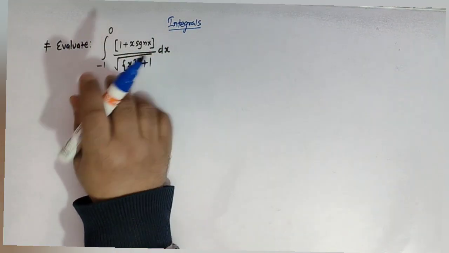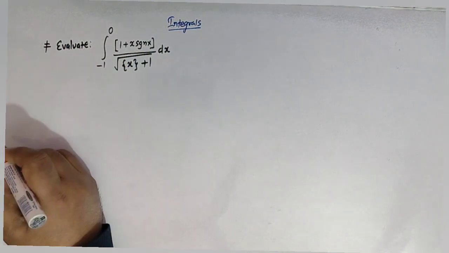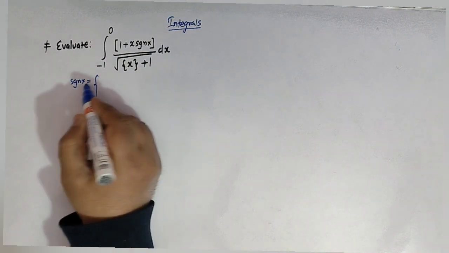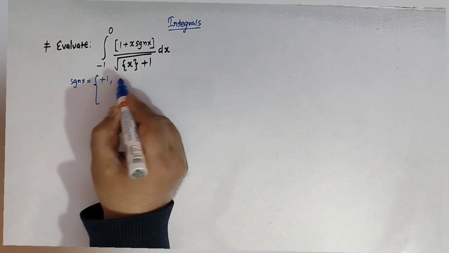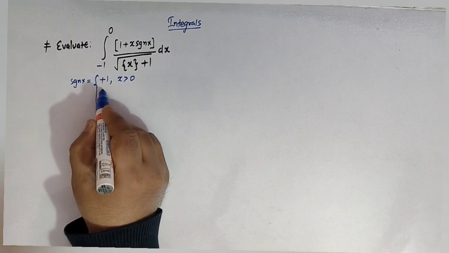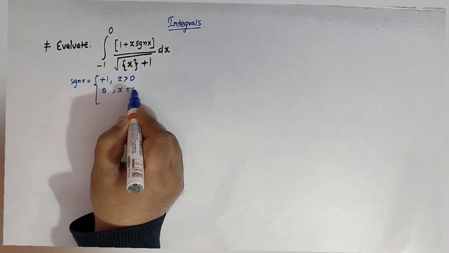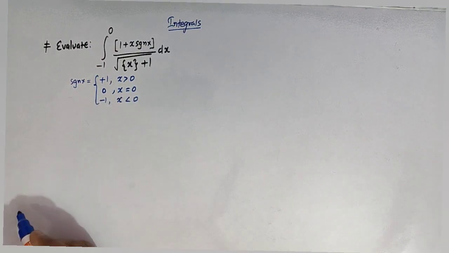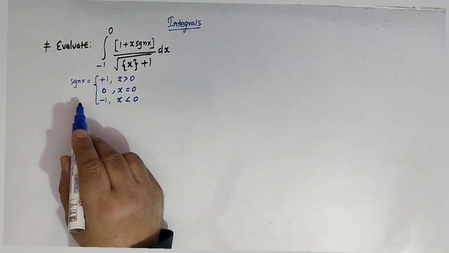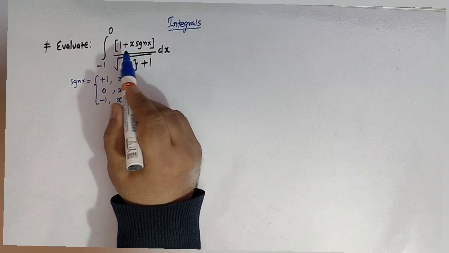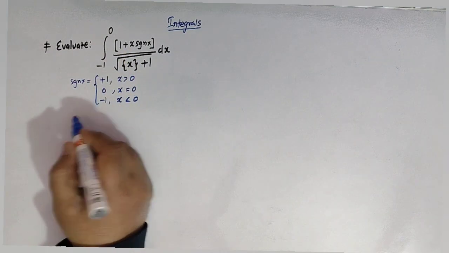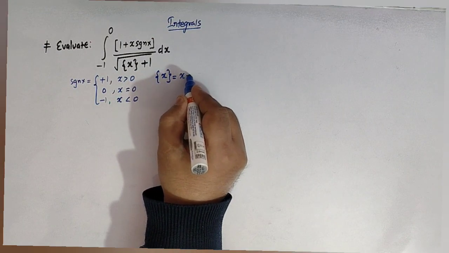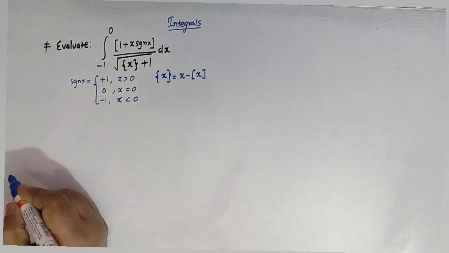Before moving further, let us first see the definition of the signum function. Signum of x will take the value +1 whenever x is greater than 0. Signum of x takes the value 0 whenever x is 0. And signum of x is -1 whenever x is less than 0. This is the definition of signum x which will be utilized while solving this integral. And the fractional part of x is defined as the difference of x and the greatest integer of x.